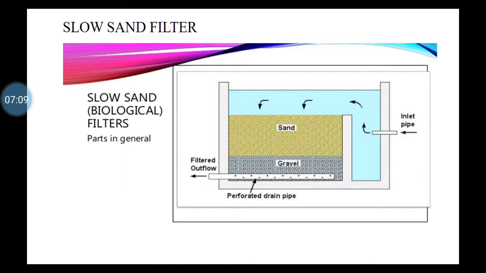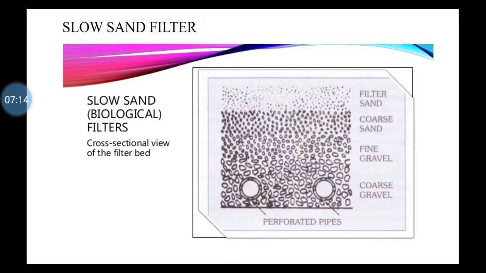Now these layers are very important, and you must try to understand them. The same thing you can see in this other figure also, the different layers. We will start from the lowest layer, from bottom to upward. The lowest layer is of gravel, also called coarse gravel, or broken stones. The size of this layer is 4 centimeters.